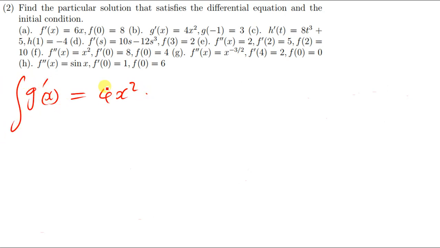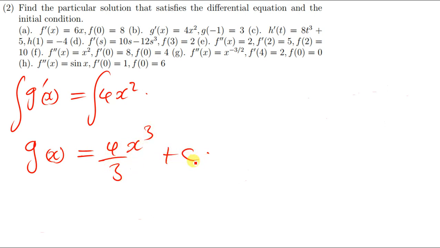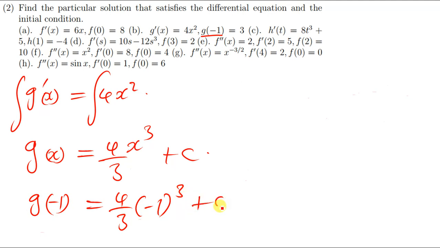So integrate both sides. Integrate this side and that side to get g of x on this side, and on the other side we're going to get 4x to the power 3 over 3, plus c. So we now put in the initial condition there. So g of negative 1 is equal to 3. So we find g of negative 1. We replace x with negative 1, then we say plus c. This should be equal to 3.